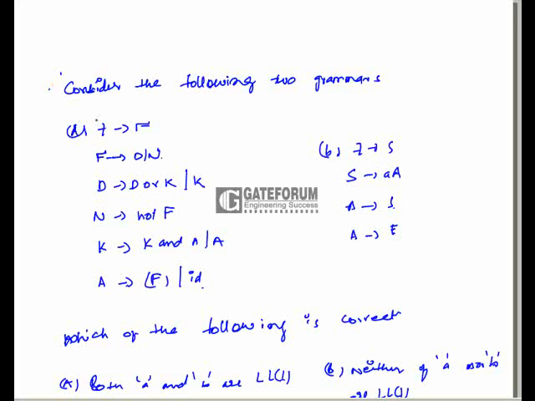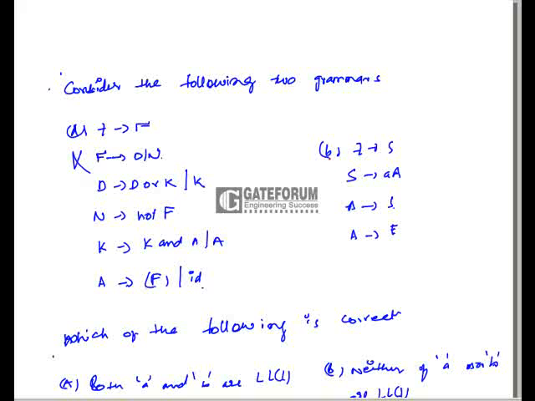Two grammars, grammar A and grammar B, are given, and in these two grammars we have to find which one is LL1. If we see grammar A, there is left recursion in this grammar. Whenever there is left recursion, we can say that the grammar is not LL1. In order to be LL1, the grammar should be free from left recursion. So we can say grammar A is not an LL1 grammar.